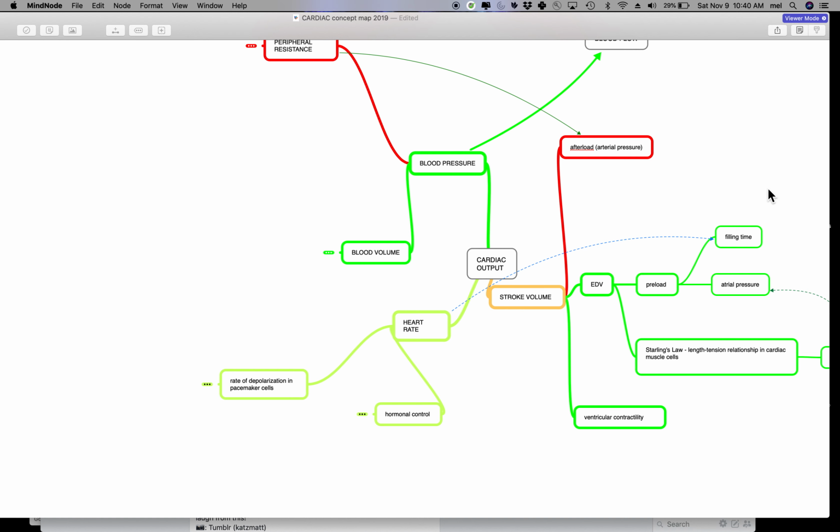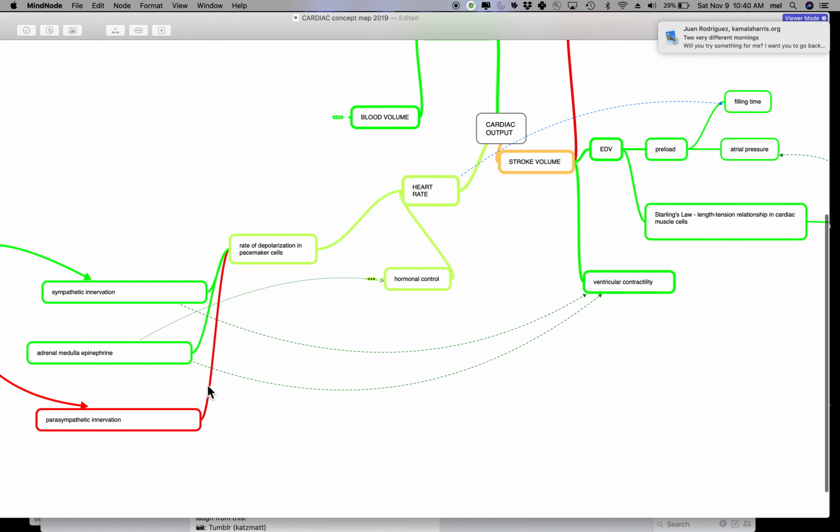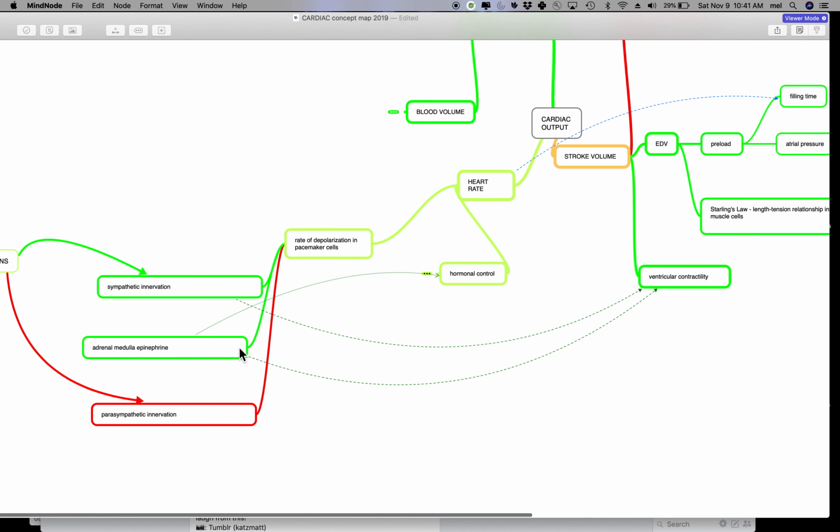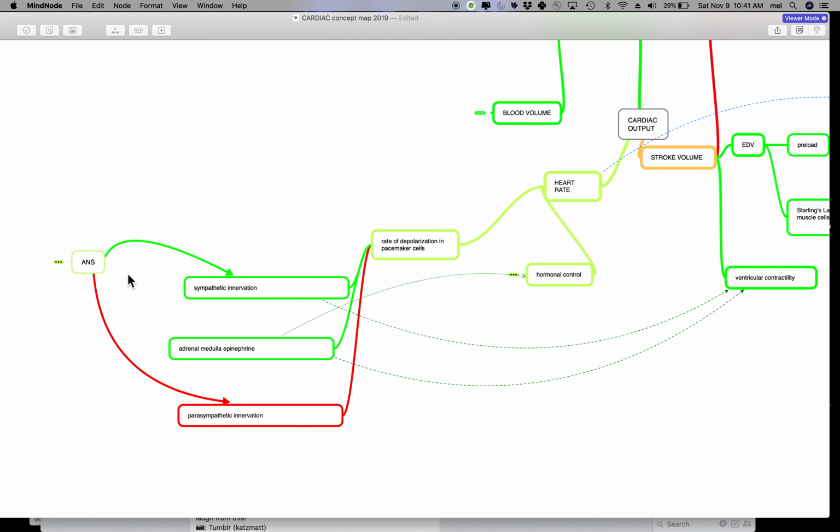We know it also has this little relationship to filling time, but the primary determinant of heart rate is, of course, the rate of depolarization in the pacemaker cells, which, of course, can be decreased by parasympathetic innervation, increased by sympathetic innervation, also increased by adrenal medulla epinephrine, that's hormonal, so that's one way that you can have hormonal control of heart rate. Okay, so this is all nervous system control of heart rate because this is all part of the autonomic nervous system. And then hormonal control of heart rate.